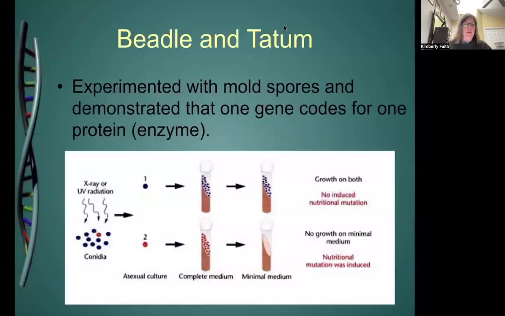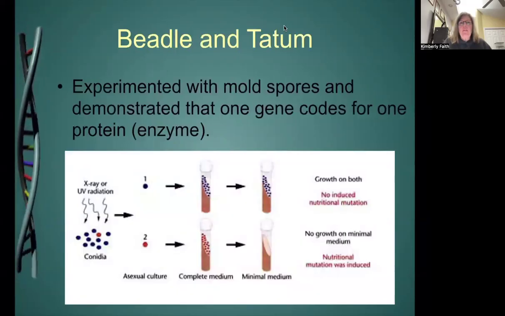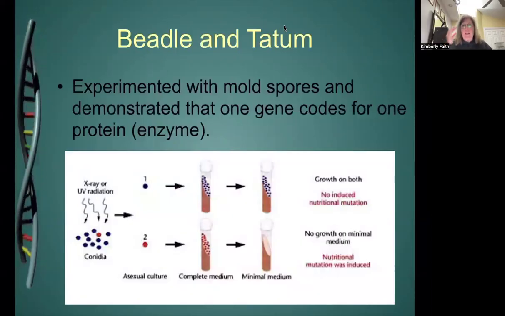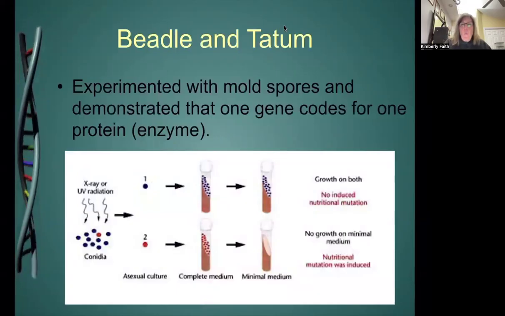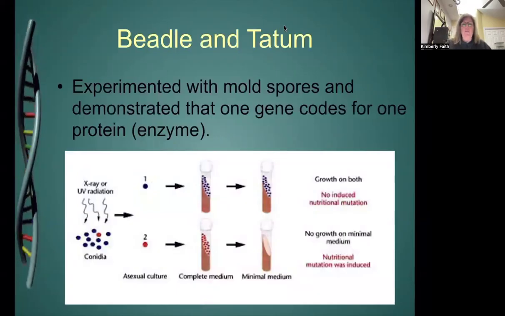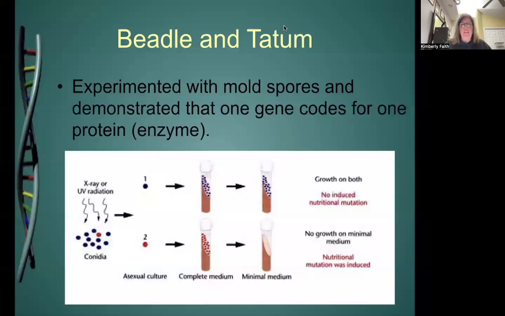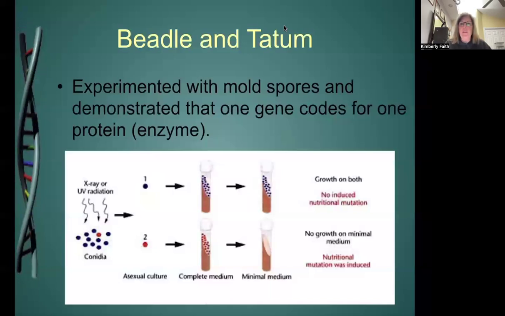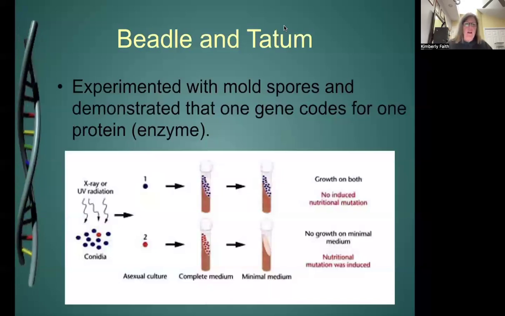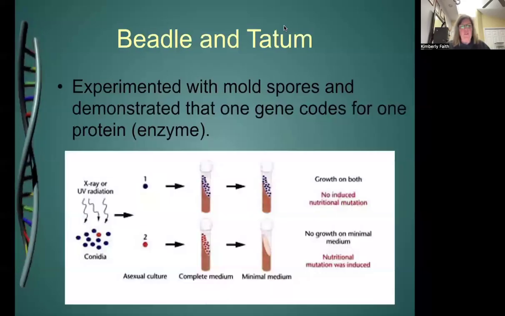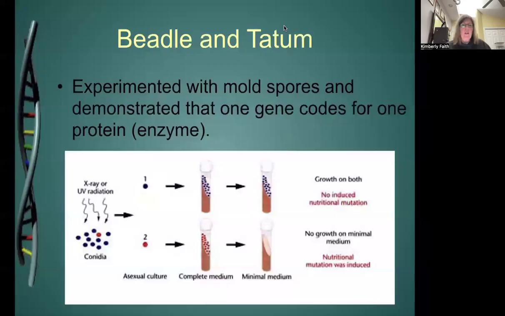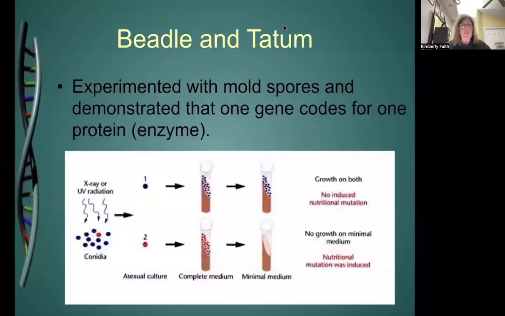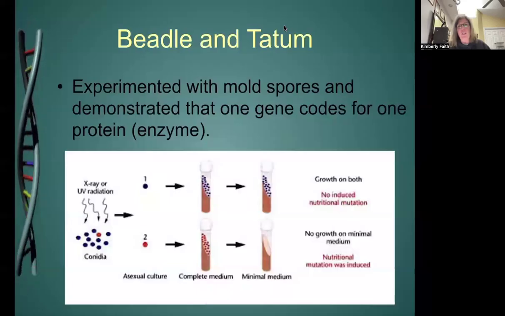Just to give you a little bit of history here, we have the Beadle and Tatum experiment where they looked at mold spores and demonstrated that one gene codes for one protein. In this case, it was an enzyme. They took Neurospora, which is a fungal spore, and put X-rays or UV radiation on it to cause a mutation.